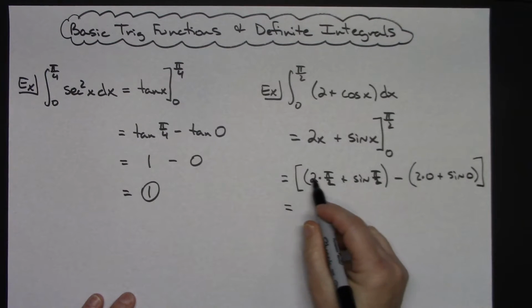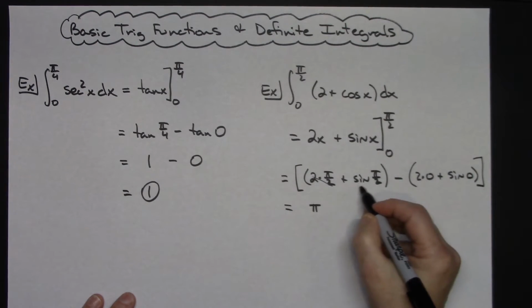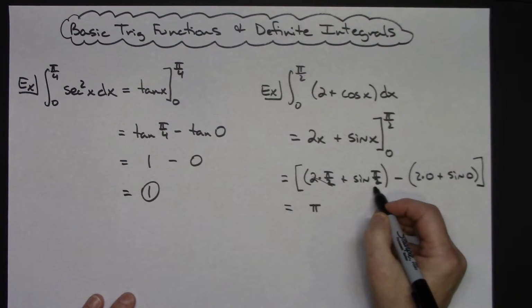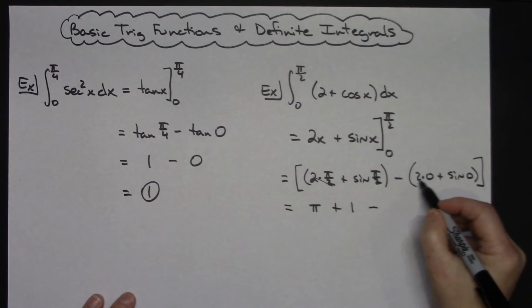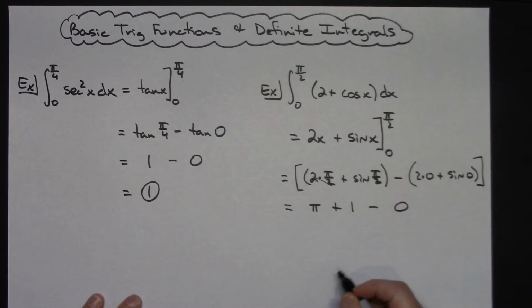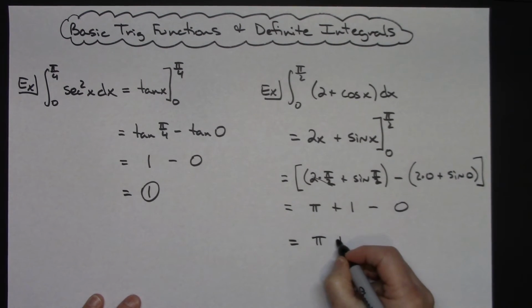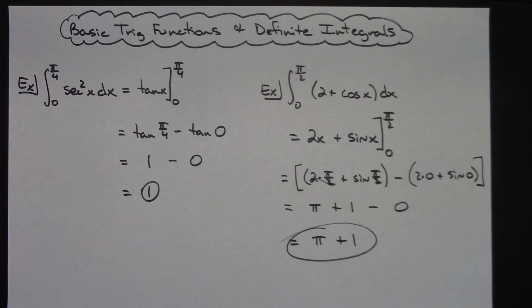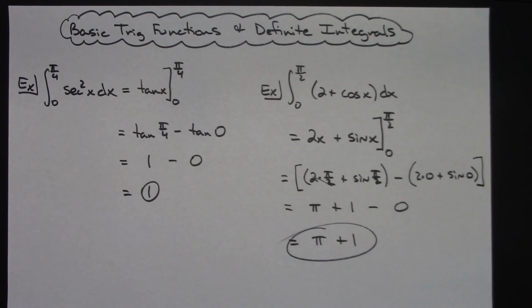Right here, the 2's are going to cross out. That's going to leave me with a pi. Sine of pi over 2, pi over 2 is that 90-degree angle, so sine would be 1 right there. Minus 2 times 0 is going to be 0. Sine of 0 is also 0, so I'm just subtracting 0 over there. So the overall answer to this one is simply pi plus 1. Two very, very basic trig functions, but I'm assuming that you're at the very beginning of your definite integrals, and seeing examples like this is going to be helpful.